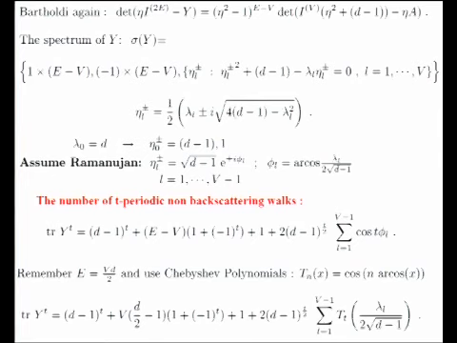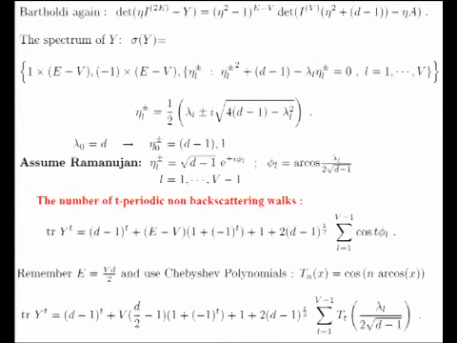There will be two exceptions. If you take lambda 0 equals d, the simple eigenvalue, then the eta 0 plus and minus will be 1 and d minus 1.